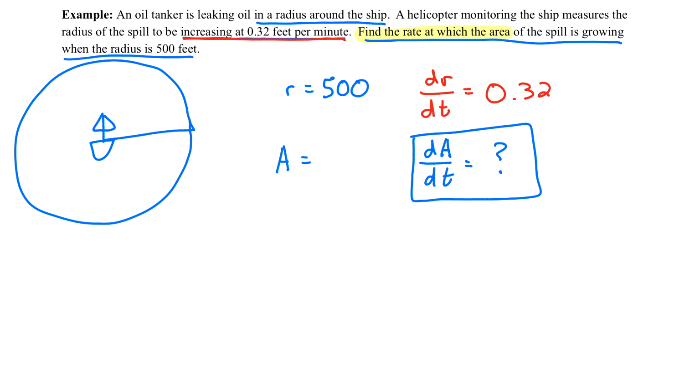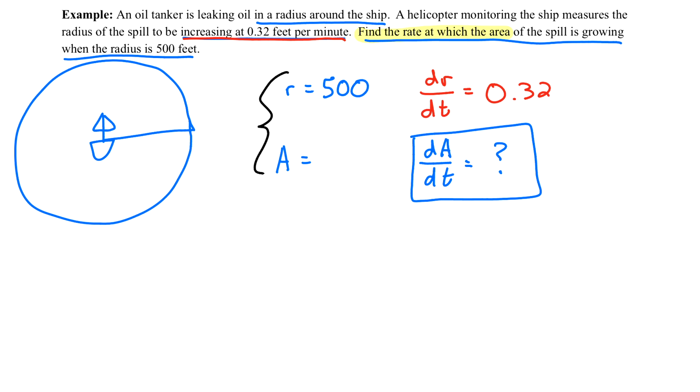So I have, in step 1, drawn my picture. In step 2, I've identified the variables that I'm going to be working with, my radius r and my area A, and then the derivatives of each of those variables and how those relate to the rates that were given to us. Step 4 says, okay, now we need an equation that relates our variables. In this case, our variables are the radius r and the area A.